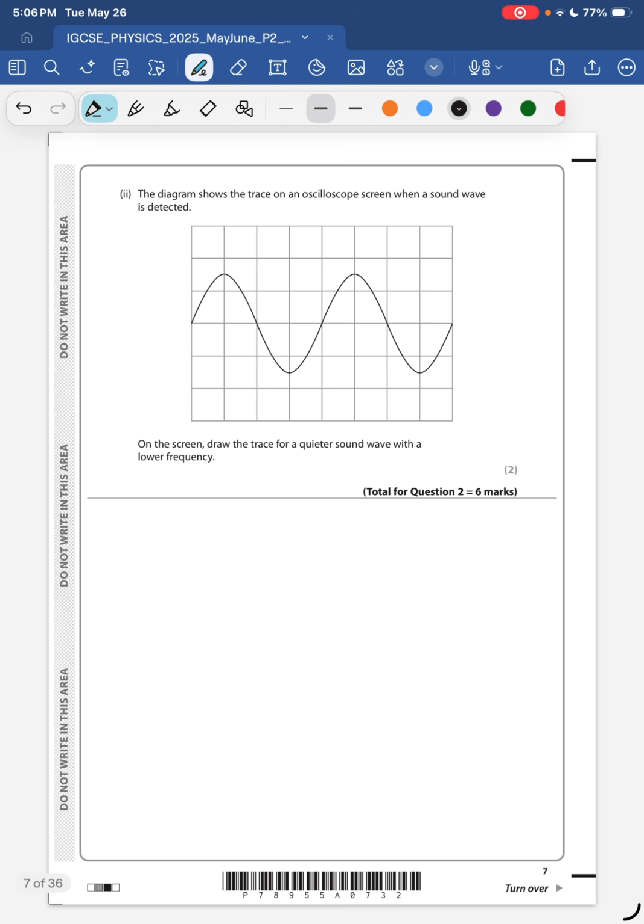Let's move on. Question 2. The diagram shows the trace of an oscilloscope screen when a sound wave is detected. On the screen, draw the trace of a quieter sound wave with a lower frequency. The period of any wave, in this case for the wave we see here, is from peak to peak, so that's one period. The period is 1 over the frequency, right?